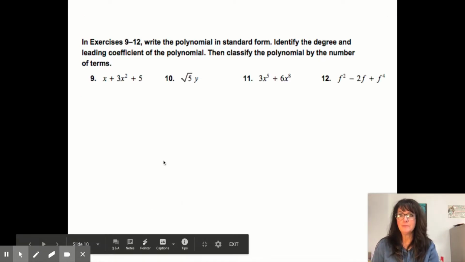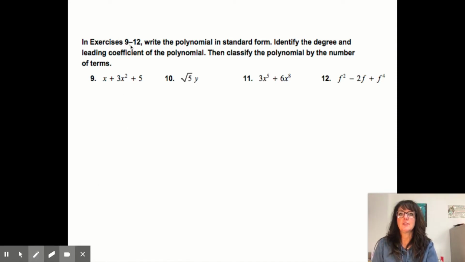All right, so in working on this problem, it says in exercises 9 through 12, write the polynomial in standard form, identify the degree and leading coefficient of the polynomial, then classify it.